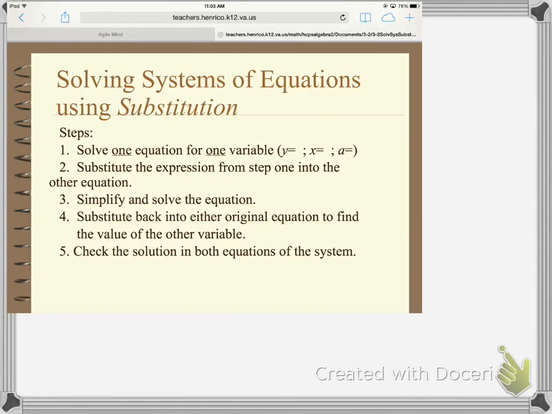What's our first step say? Solve one equation for one variable. And again, a variable is just a letter, guys. It's our unknown. It's the thing that can change. The x, the y, the a, the b. Whatever it is, the first step is to solve one equation for one of the variables.